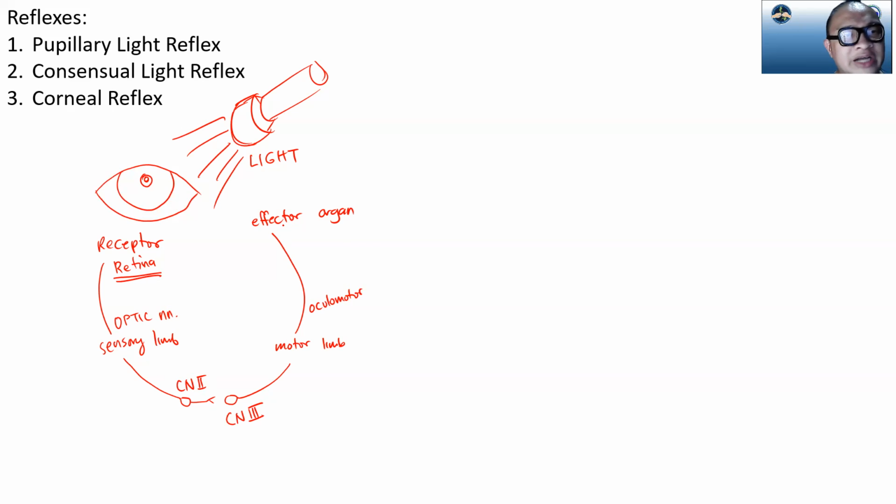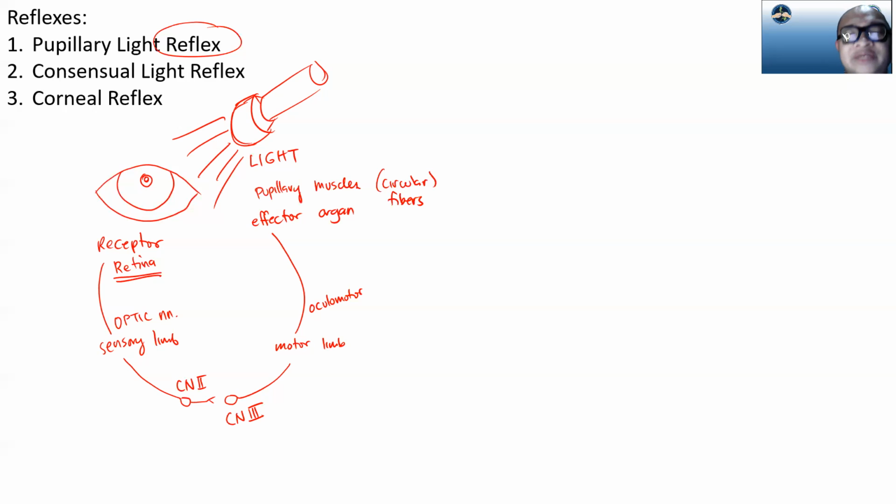And what's your effector organ? That's your, remember the circular and the radial pupillary fibers. So you're talking about the pupillary muscles. So if it contracts, it's your circular fibers. Okay. So this is the value of your pupillary light reflex, of reflexes in general.